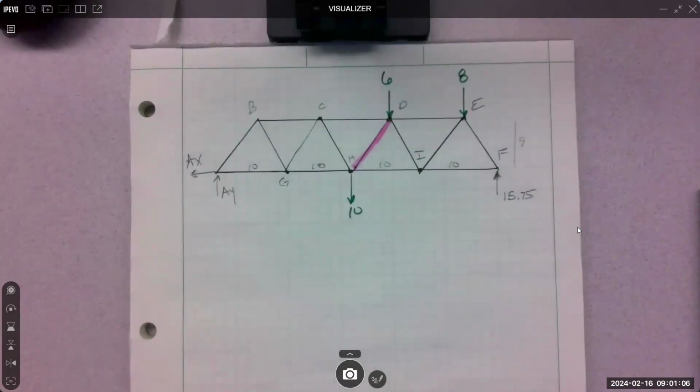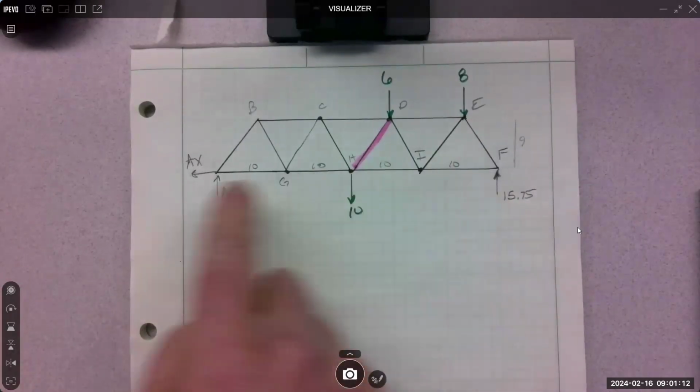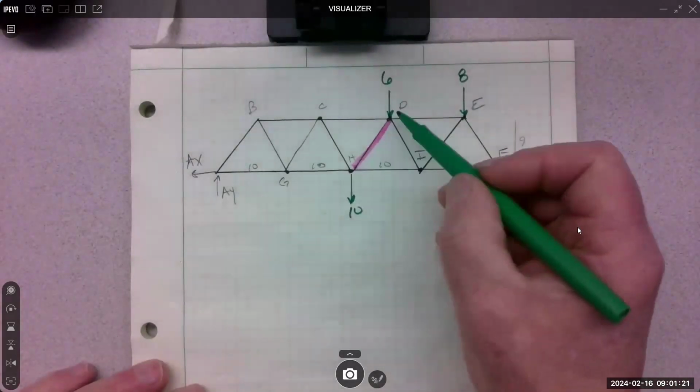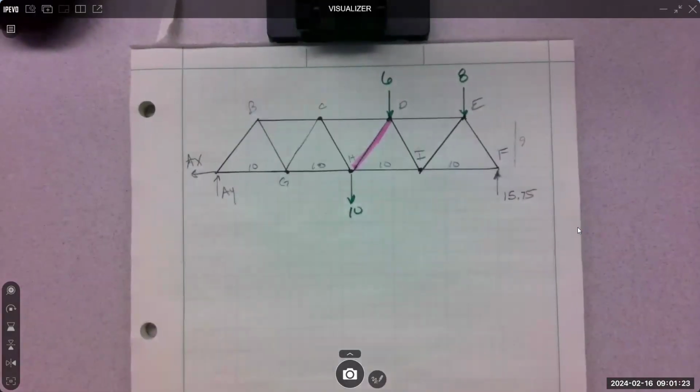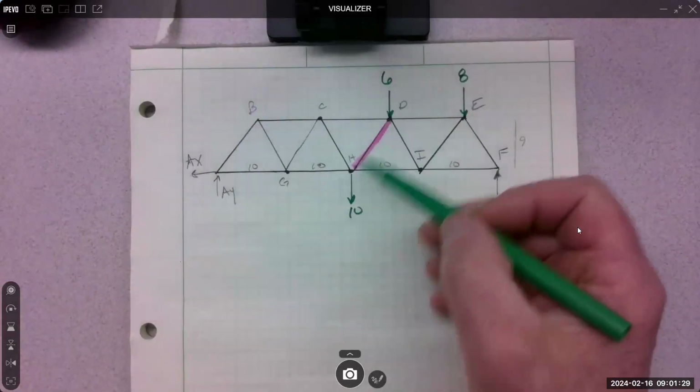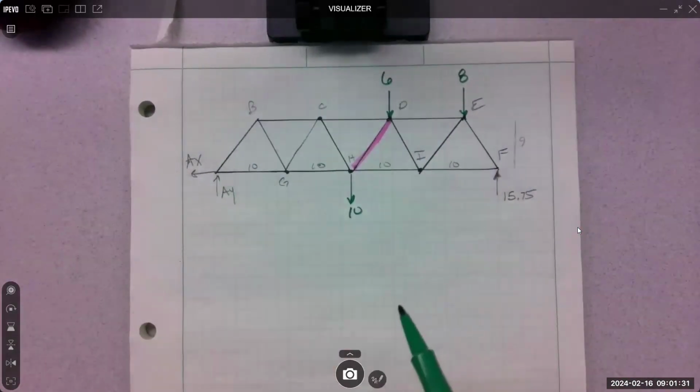Method of sections says you don't have to do that. You do need to solve for a reaction. You have to have either this side or this side, because what you're going to do is cut the truss. Typically you cut through what you want to learn. So the book will say find members CD, HD, and HI. CD, HD, HI, right? That would be the cut.